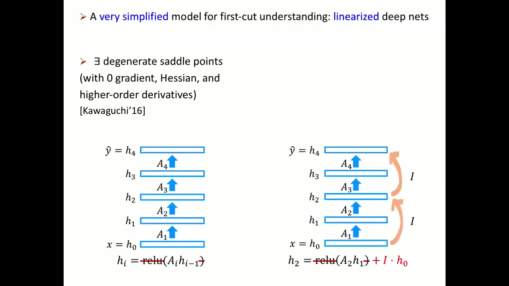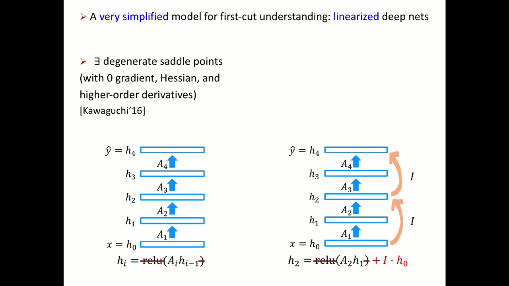So what we can show is that for the optimization problem on the left-hand side, if you want to train these linearized deep nets, the optimization landscape has degenerate saddle points, meaning points with 0 gradient, 0 Hessian, and 0 higher order derivatives. So these are presumably very bad points for local search algorithms, because the local geometric property doesn't give you information about where you should go.